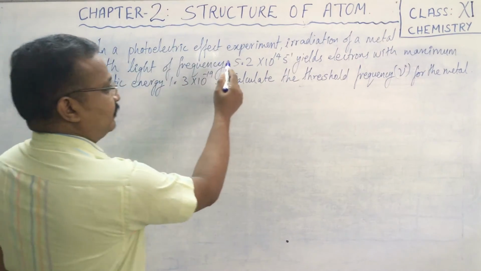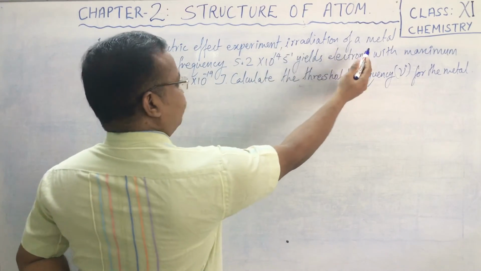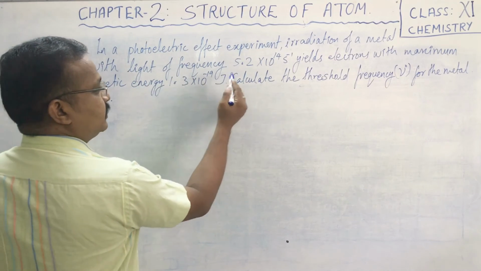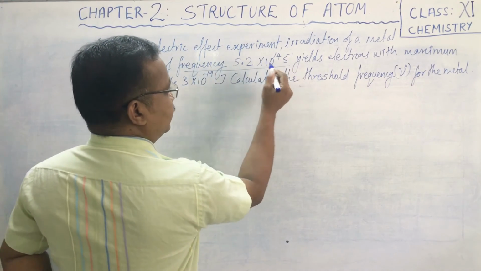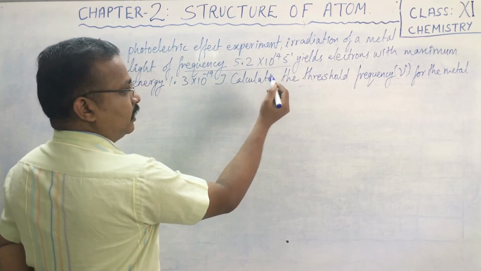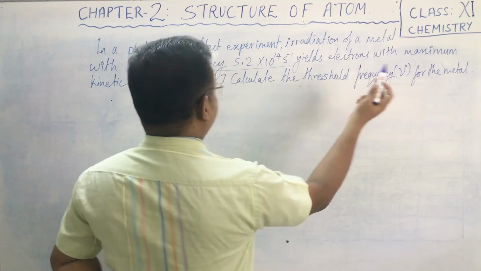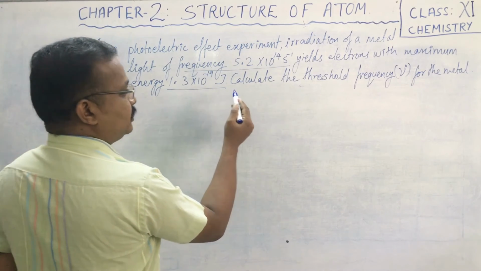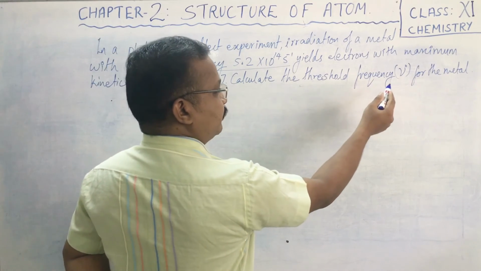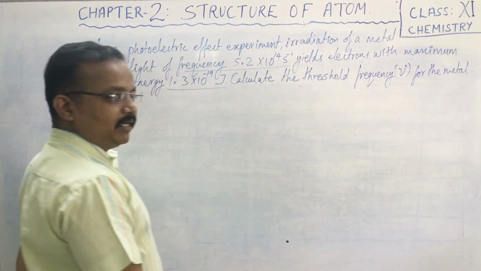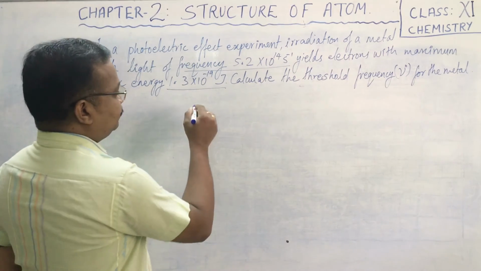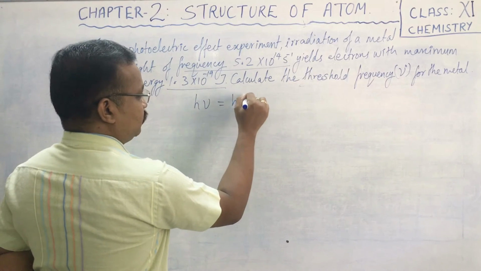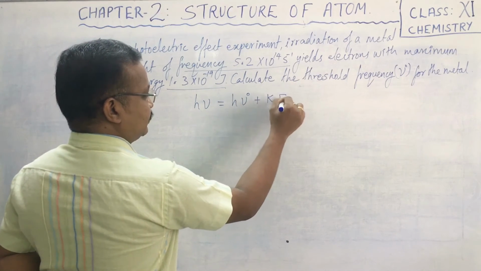In a photoelectric effect experiment, irradiation of a metal with light of frequency 5.2 into 10 raised to 14 second inverse yields electrons with the maximum kinetic energy 1.3 into 10 raised to minus 19 joules. Calculate the threshold frequency nu zero for the metal. Children, as we know, h nu energy is equal to h nu zero plus kinetic energy.